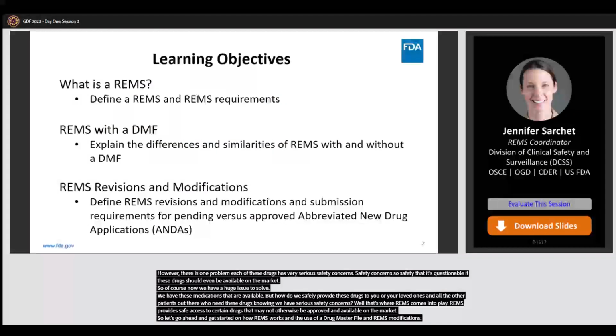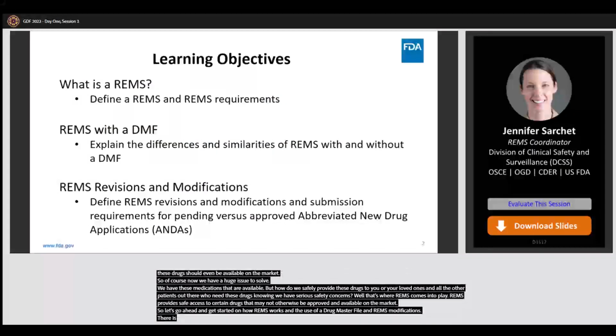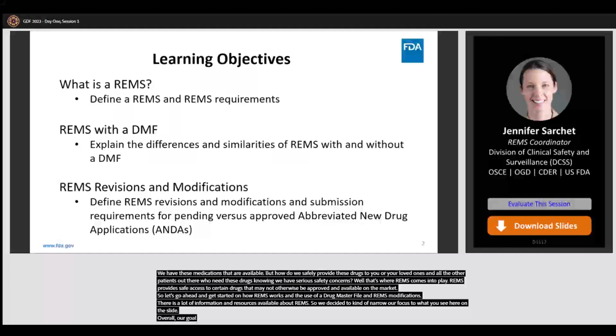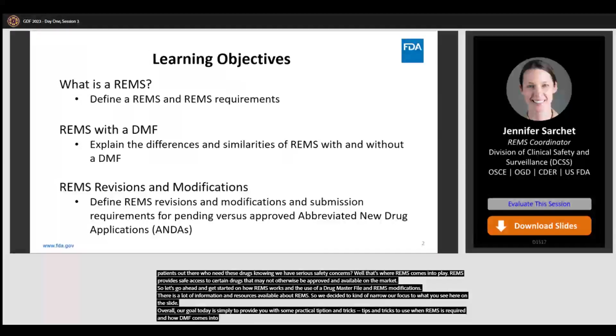There's a lot of information and resources available about REMS, so we decided to narrow our focus to what you see here on the slide. Overall, our goal today is simply to provide you with some practical tips and tricks to use when a REMS is required and how a DMF comes into play when submitting REMS revisions and modifications to your ANDA.